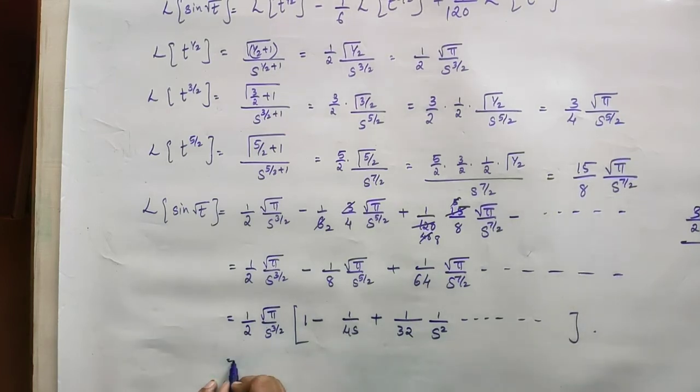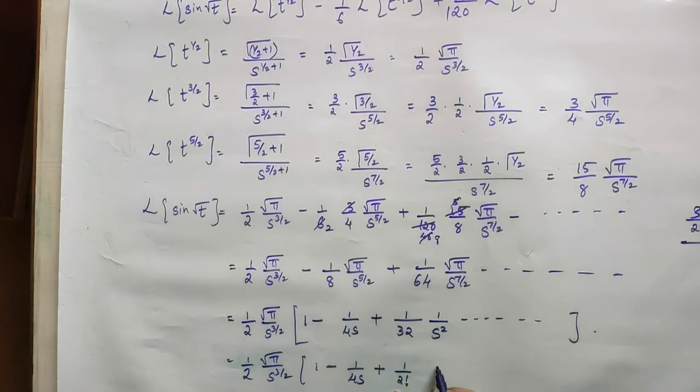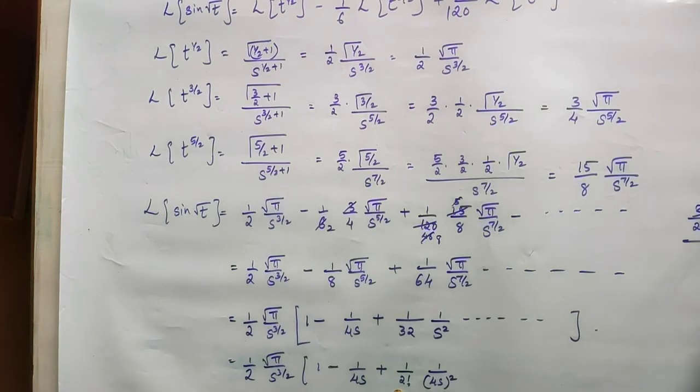Okay, now this can be written as half root pi over s to the power 3 by 2 into 1 minus 1 by 4s plus, from here I can take 1 by 2 factorial outside, which is 2 factorial only. So if I take 2 factorial outside, what are you left with? 16, is it not? So you can write it as 1 by 4s whole square, because it is 16 into 2, which is 32.